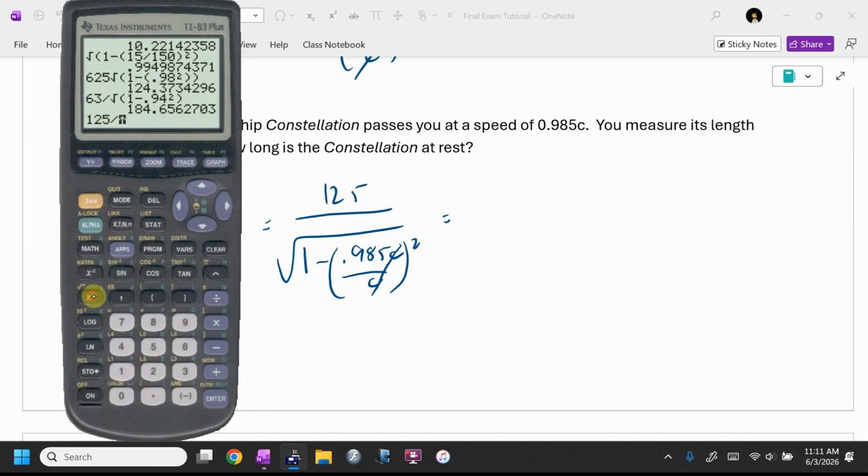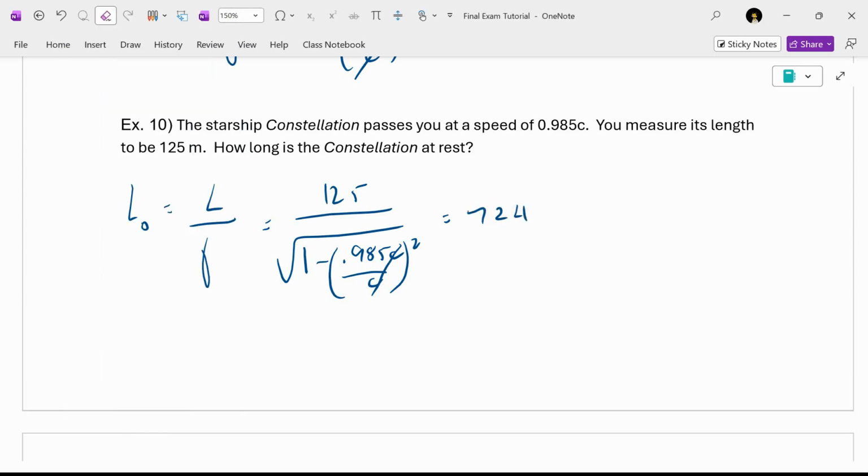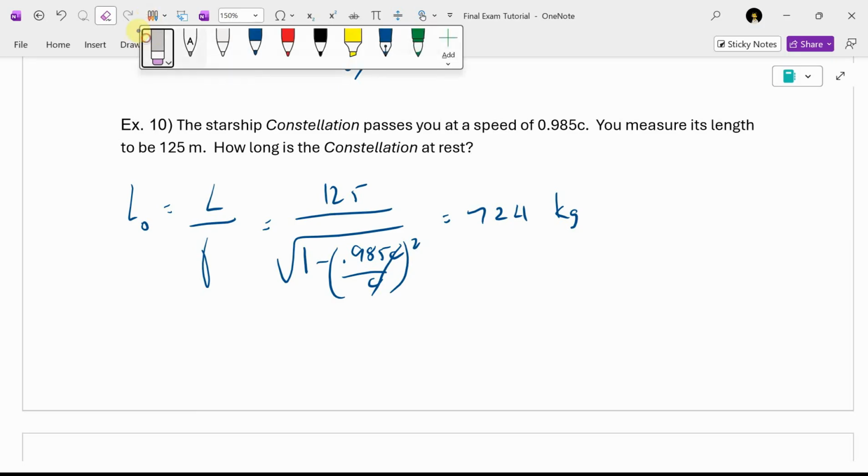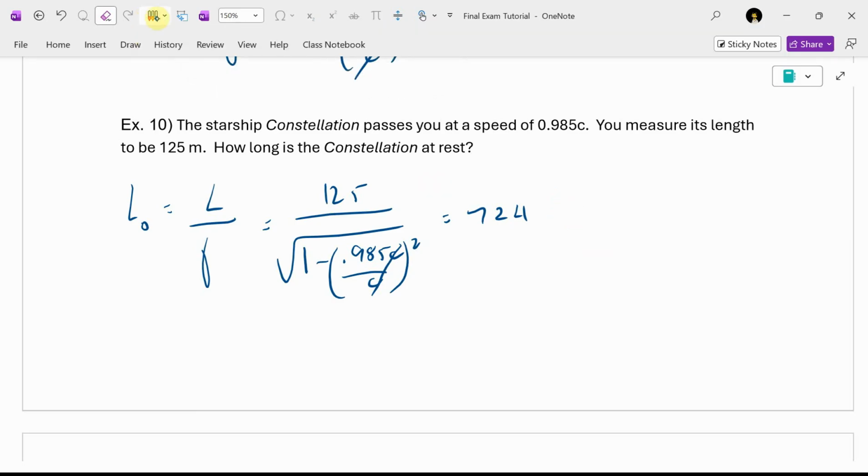125 divided by the square root of 1 minus 0.985. Don't forget the squared. Dallas, I got 724.4. Anybody else? Nods? More nods? So I'll go 724. Kilograms, Mr. Dueck? No. Meters.